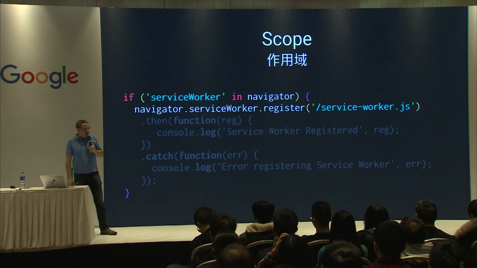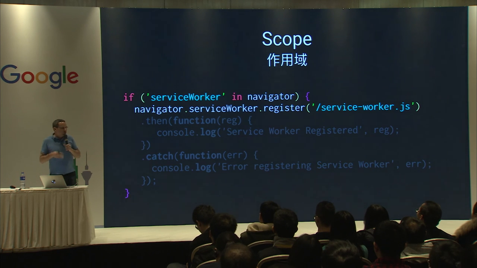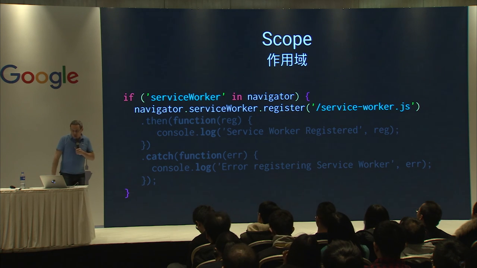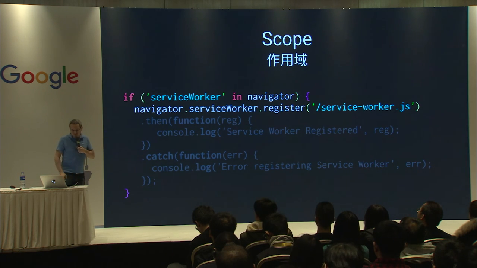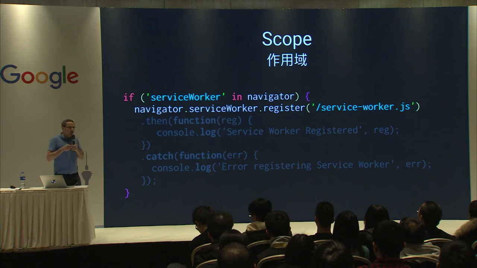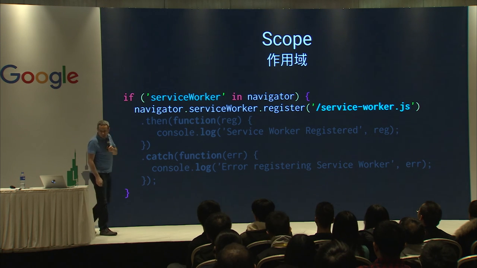Now, earlier, I mentioned something about scopes. One of the cool things about service workers is that you don't need to register a service worker on every single page. You only need to register it once for a set of pages. And anything within the scope that it was registered for will be handled by the service worker. Now, the easiest way to define the scope is simply where the service worker is served from. So in this particular case, I'm serving the service worker from the root directory, right?